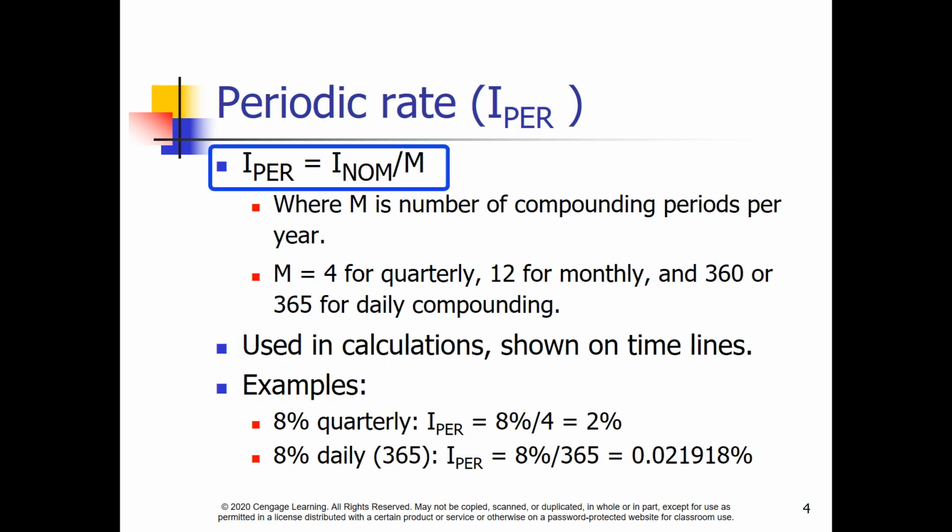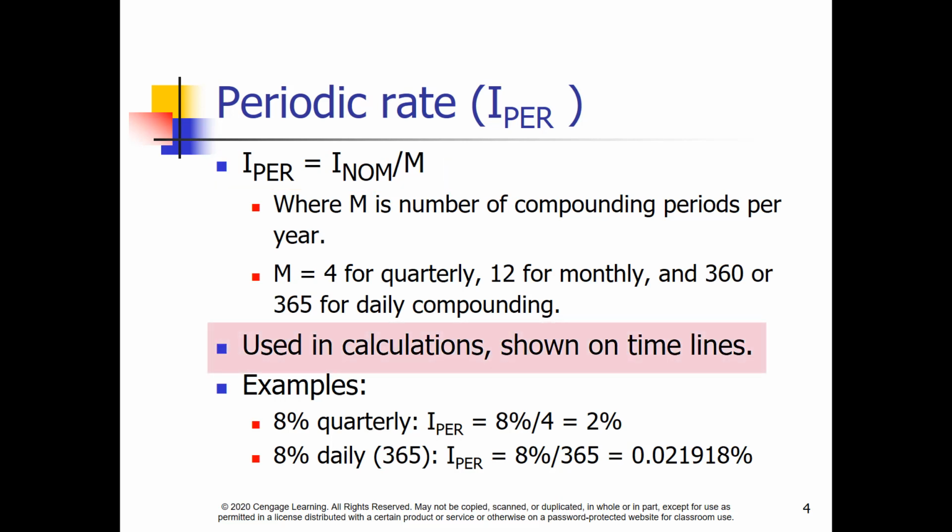The periodic rate is simply the nominal rate divided by the number of compounding periods per year. This is the rate to be used in calculations and on timelines. 10% per year compounded quarterly is a nominal rate. 10% divided by 4, equal to 2.5% per quarter, is a periodic rate. Remember we said that on a timeline, the periods don't have to be years. With 2.5% per quarter, the periods are now quarters, so 5 years would translate to 20 quarters.